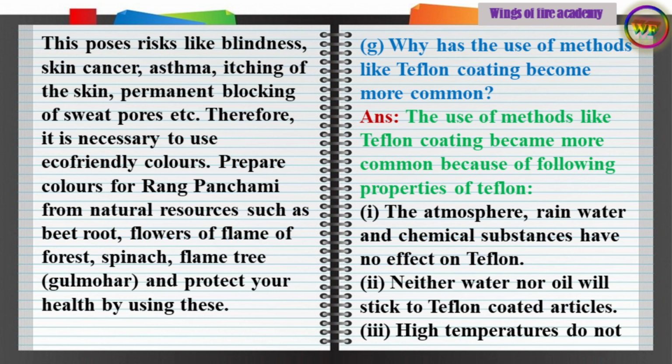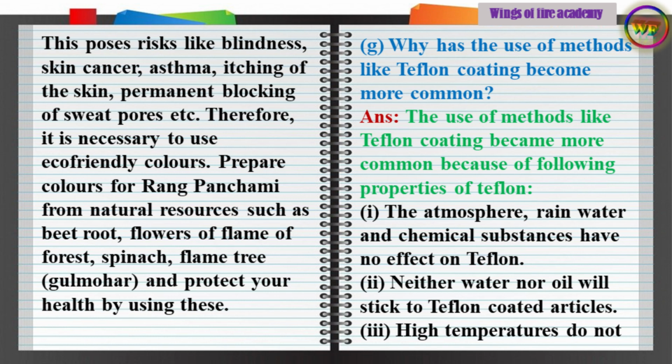This poses risks like blindness, skin cancer, asthma, itching of the skin, permanent blocking of sweat pores, etc. Therefore, it is necessary to use eco-friendly colors. Prepare colors for Rang Panchami from natural resources such as beetroot, flowers of flame of the forest, spinach, flame tree, gulmohar, and protect your health by using these.